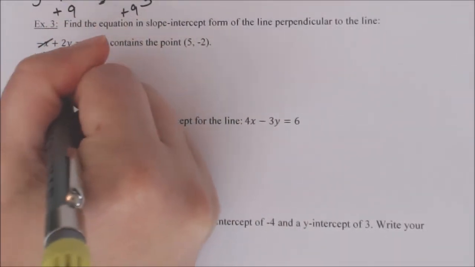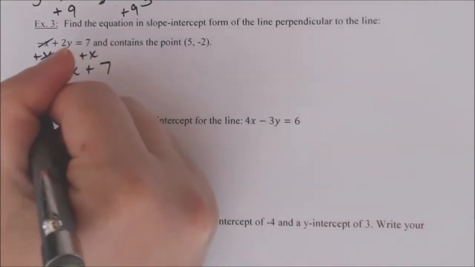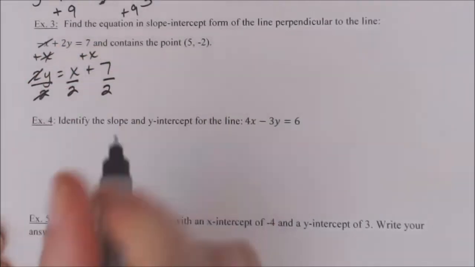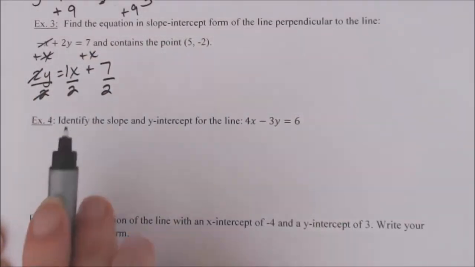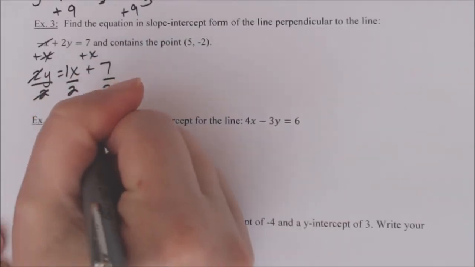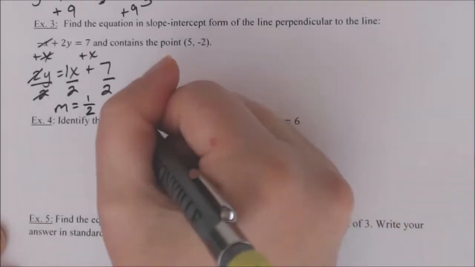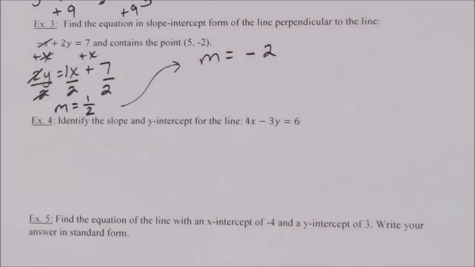So I get 2y equals positive x plus 7. And then we need to divide by 2. Now, what is the coefficient on the x? If there's nothing written there, it's an implied 1. So the slope from the given line is 1/2. Now, I need perpendicular, so that means that my slope needs to be negative 2/1. Flip it and change the sign.